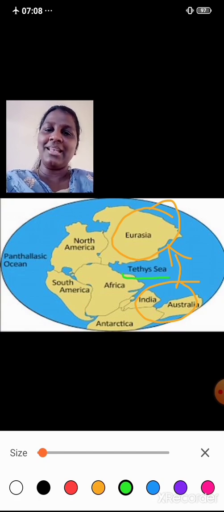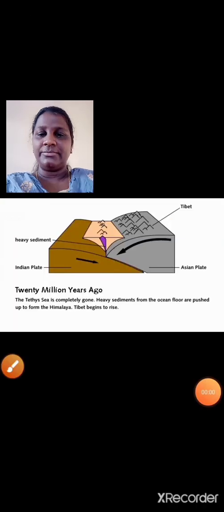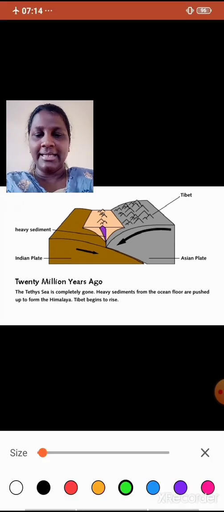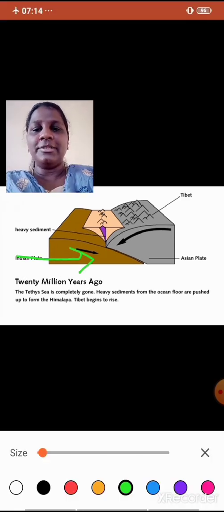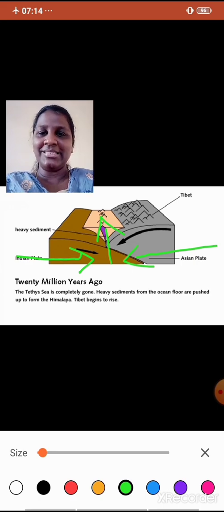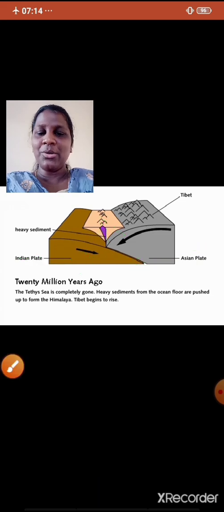Now you will ask me how Himalayas were formed. Let me answer. Just have a look at this diagram, students. Here you can see the collision of two tectonic plates, and the heavy sediments from the ocean floor are pushed up to form the Himalayas. Now I'll explain in detail. The collision of the two plates led to the heavy sediments from the ocean floor to get pushed up, thus forming Himalayas. I hope I am clear, students. Now you understood how Himalayas are formed.